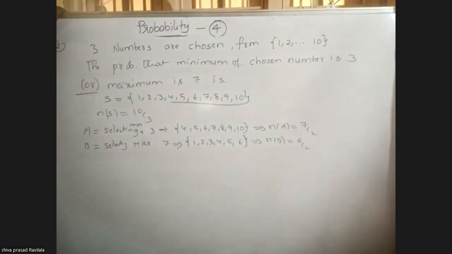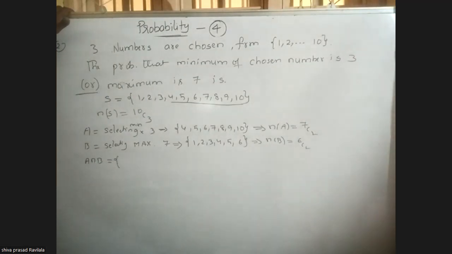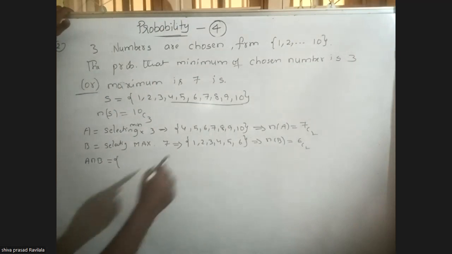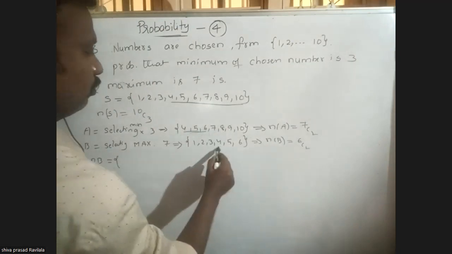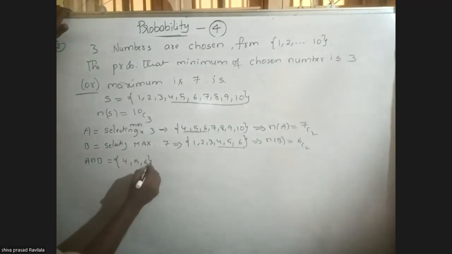What is our addition theorem? Probability of A union B is equal to probability of A plus probability of B minus probability of A intersection B. That A intersection B is a very, very important case. Here A intersection B is equal to, how many elements exist in common? 4, 5, 6 and 4, 5, 6. A intersection B is equal to 4, 5, 6.